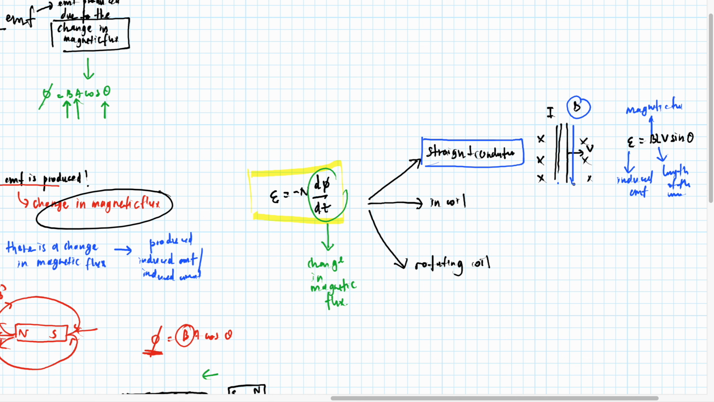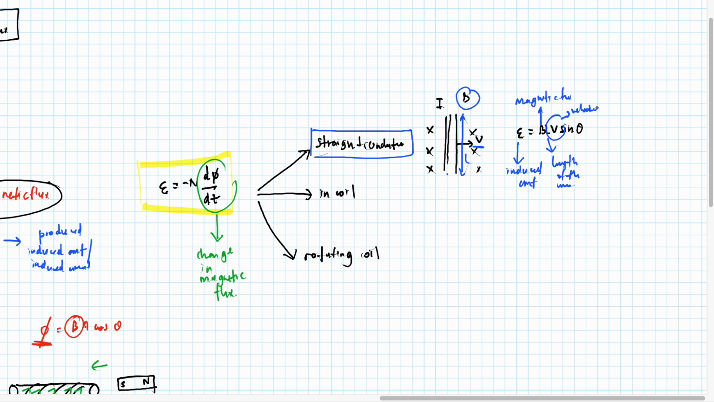So panjang mana wire ni? Okay, so this is L. Okay, and V is the velocity awak gerakkan dia, velocity. Okay, and theta is the angle between your magnetic field and also your velocity. Okay, so macam sekarang magnetic field masuk, velocity kita ke kanan, so dia 90 degree lah, so you have to check. Okay, so this formula is untuk straight conductor. Okay, EMF equals to BLV sin theta.